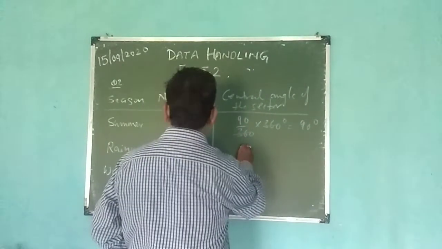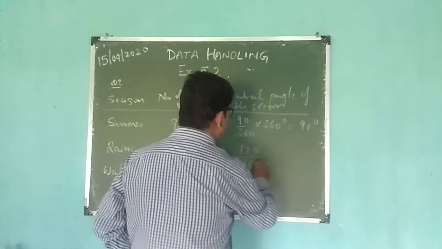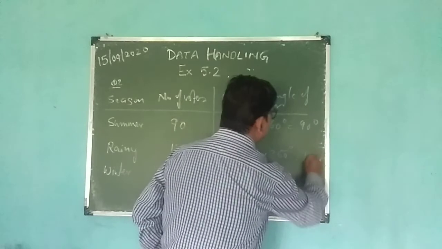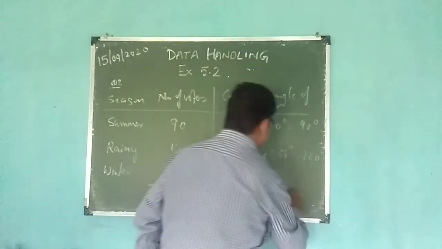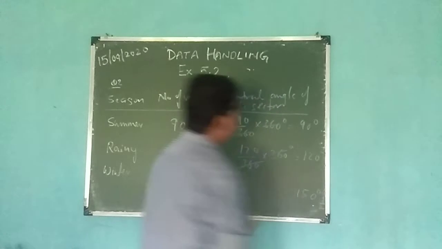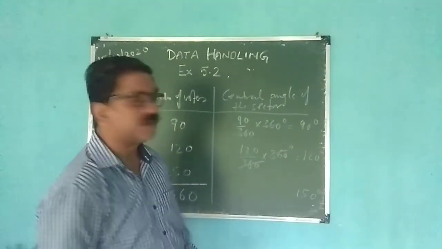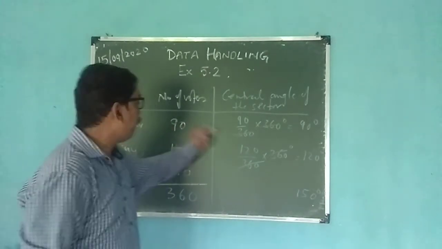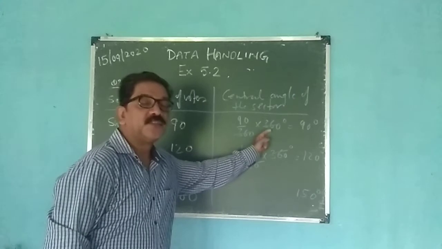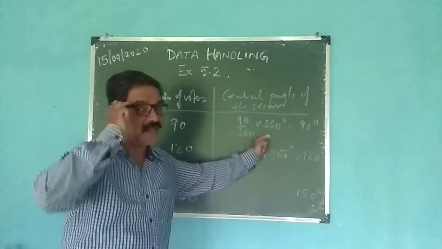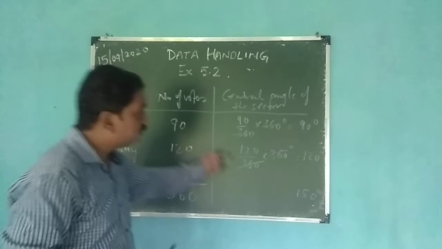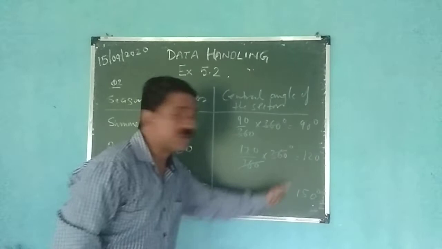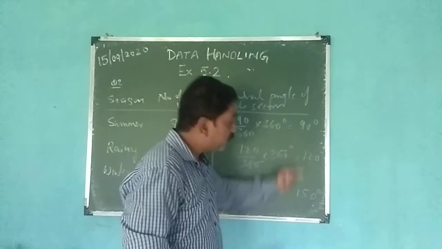Similarly, this one. Solve this, you will get the answer. Similarly, here you will get 150 degrees. Okay, I think it is very easy. You can easily find out how to get the central angle. Once again, 90 by 360 into 360, where 360 means the complete angle of a circle. Again 120 by 360 into 360, 150 by 360 into 360 will give you 90 degrees, 120 degrees, 150 degrees.